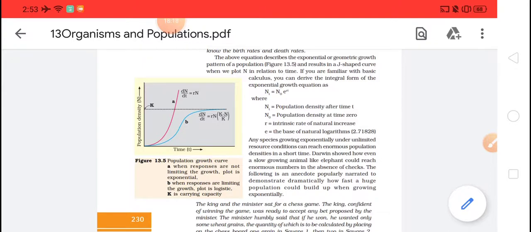And B, which is given in blue, what is it? When resources are limiting, they have a lack of resources. Resources means food and space. If it is limiting, then the plot will be logistic. They have a fixed amount, and as they have a fixed amount, the growth will decrease. And what you will get is a J-shaped curve, as seen over here.